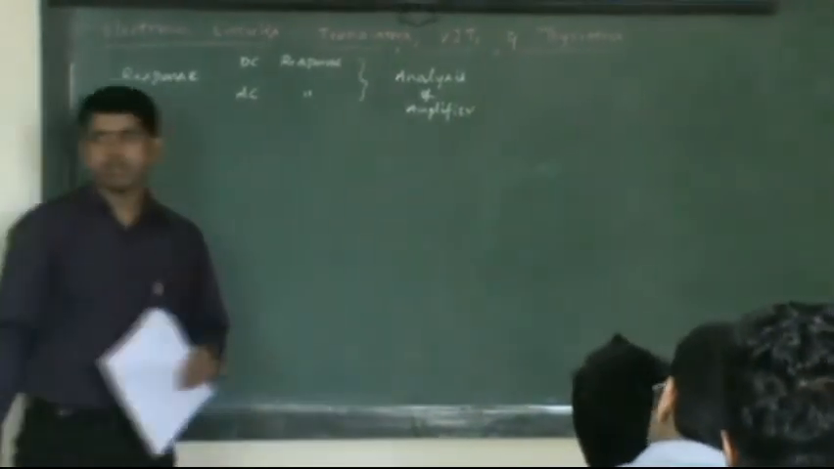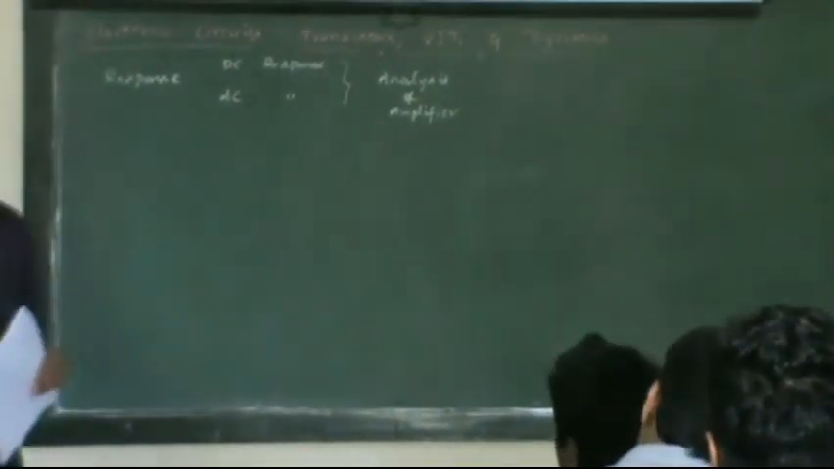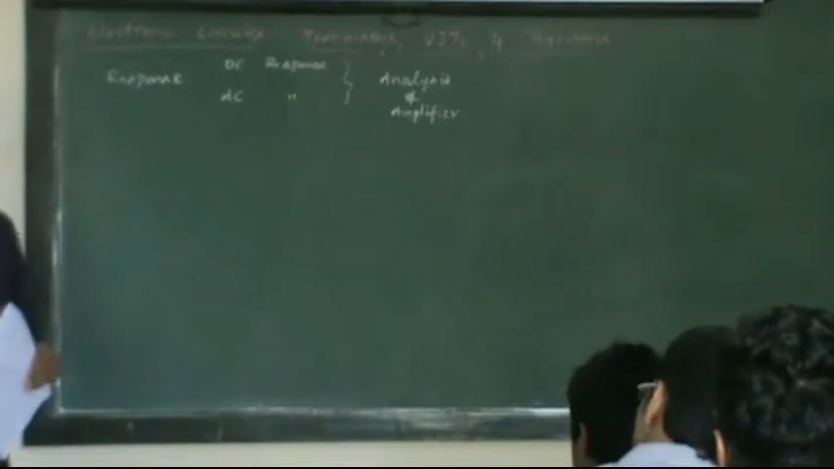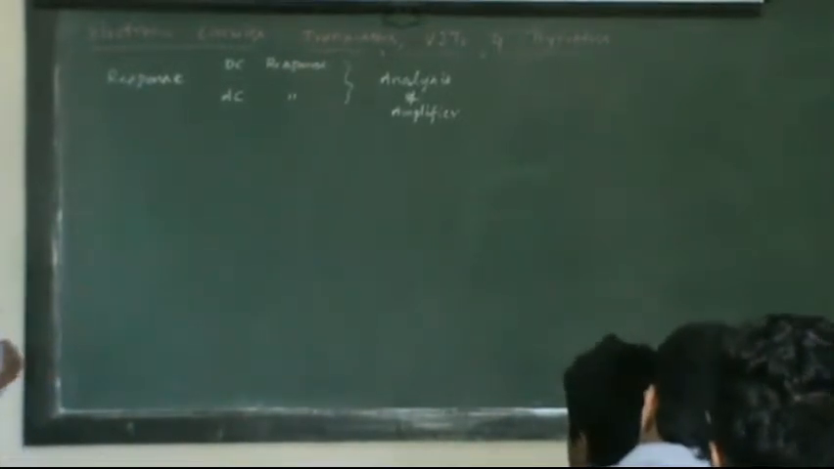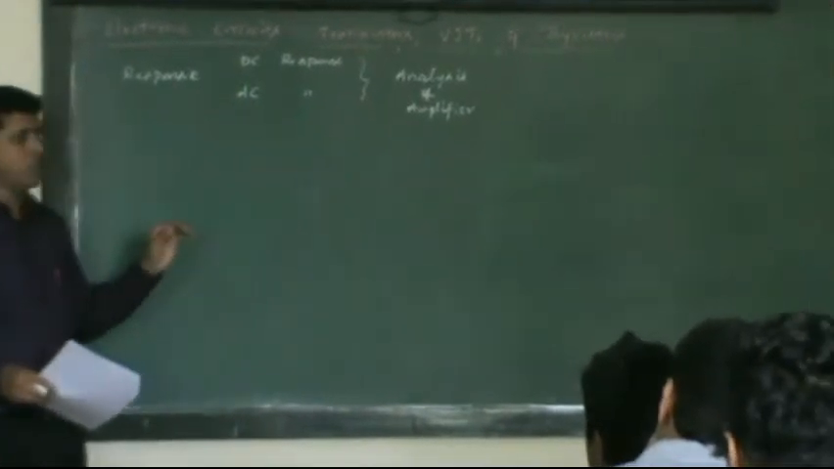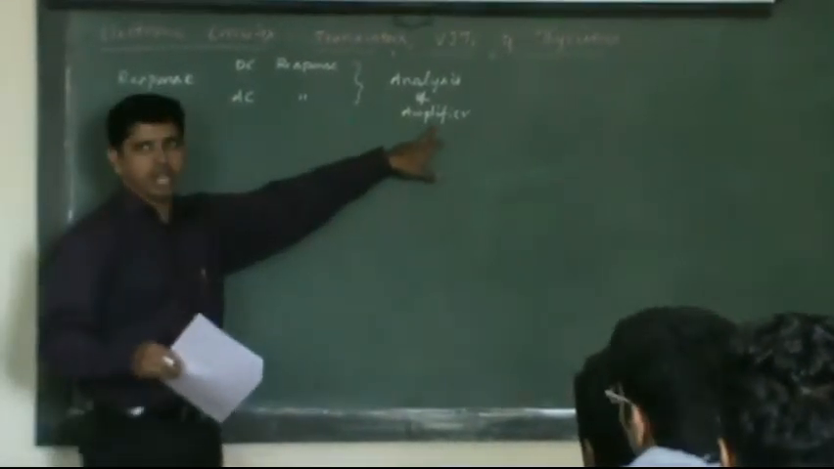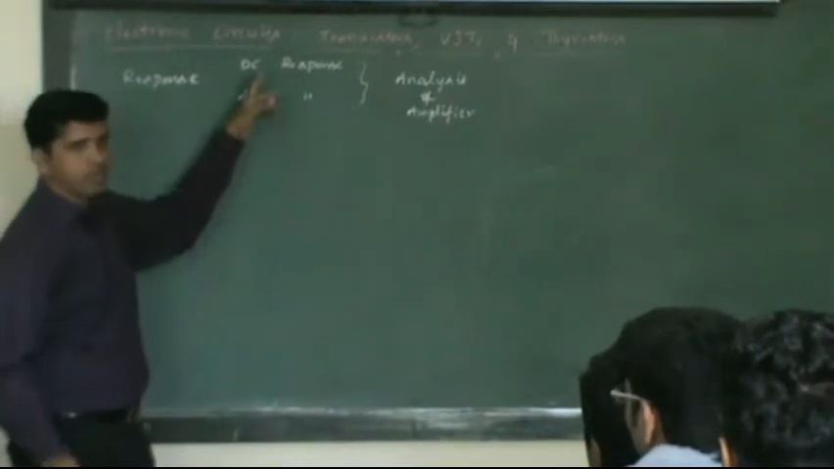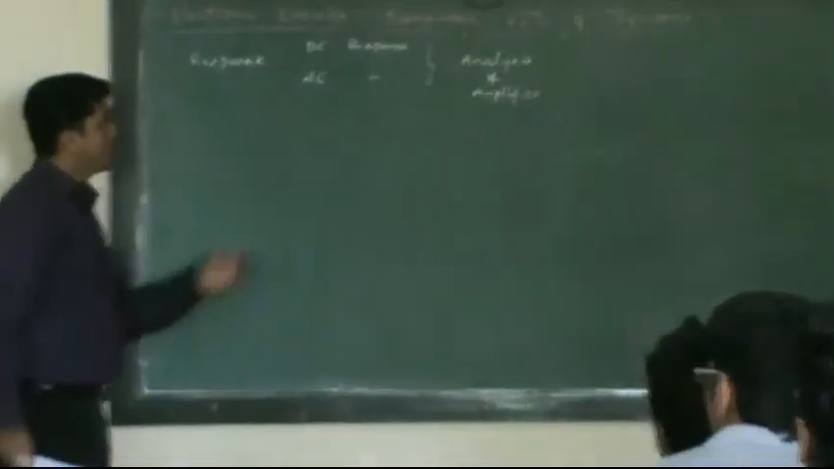Analysis of amplifier circuits. This is not applied for, say for example, digital circuits. We have studied logic gates. If you want to debug logic gates, we will never apply these responses. Only for analog circuits and especially for amplifiers, we will use these two kinds of responses. Okay, that's not a big thing.